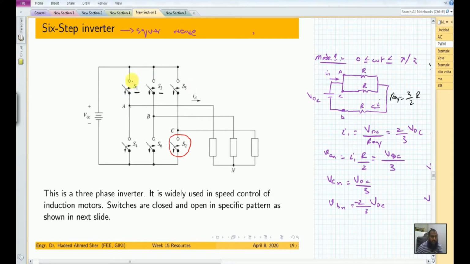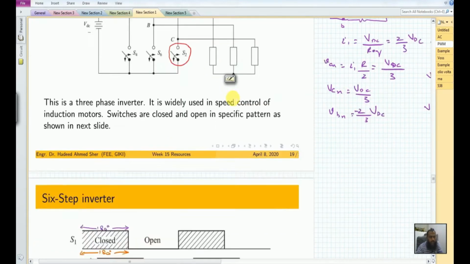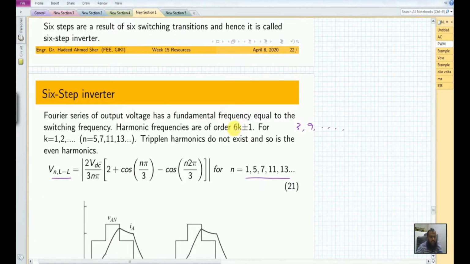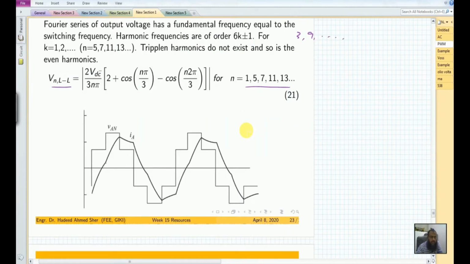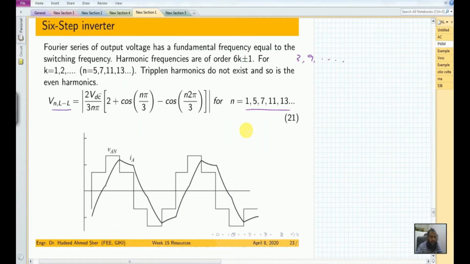Therefore, the harmonics appear quite close to the fundamental component. So if this is the fundamental component, we saw that the harmonics appear at around 6k plus minus 1. So again, we have harmonics available. Therefore we said that in the next class we will discuss how to implement the PWM schemes for the same type of inverter.